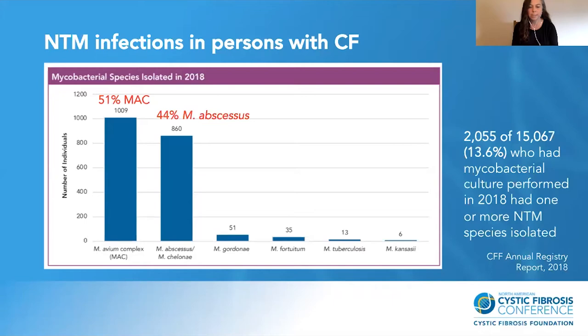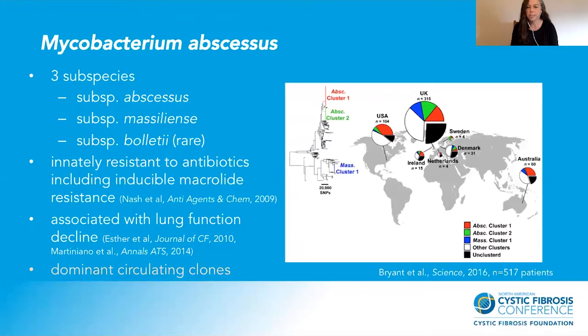I'm going to focus my talk today on M. abscessus because it is an emerging and worrisome pathogen in the CF community. M. abscessus has three subspecies. The most common are subspecies abscessus and massiliense, while the rarer subspecies is bolletii. They are worrisome pathogens because they are innately resistant to several classes of antibiotics, including inducible resistance to macrolides. They have been associated with lung function decline and chronic infections as well. But one of the most interesting aspects of M. abscessus is the observation of dominant circulating clones in CF populations around the world.